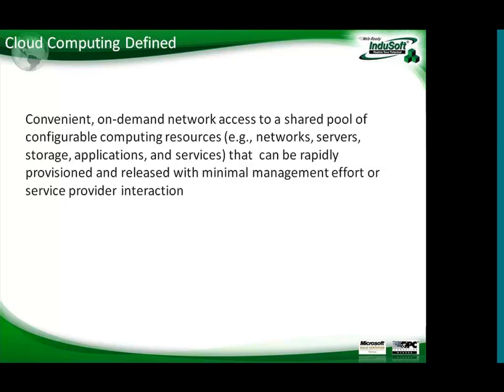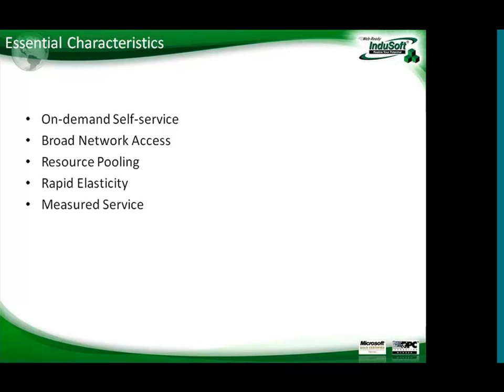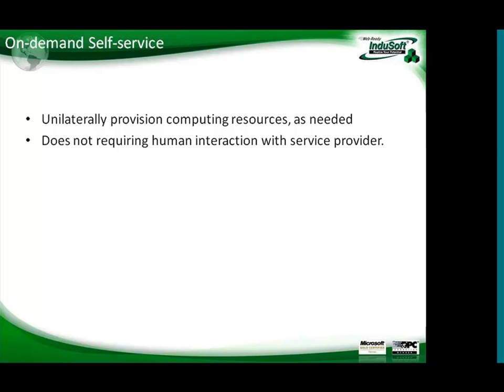There are 5 broad characteristics of cloud computing: on-demand self-service, broad network access, resource pooling, elasticity or flexibility, and measured or metered service, basically pay on demand. The on-demand self-service is basically being able to provision computing resources as needed, again, without requiring human interaction from the service provider. So the user of the service can basically add and remove resources as they need, when they need.